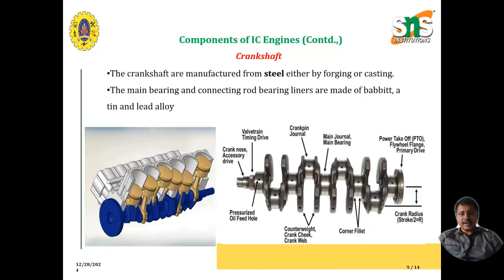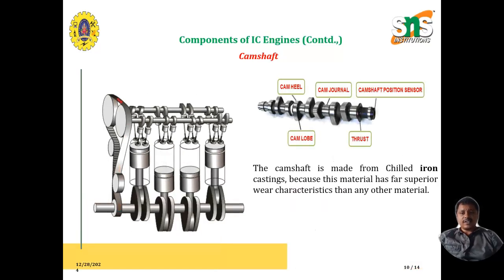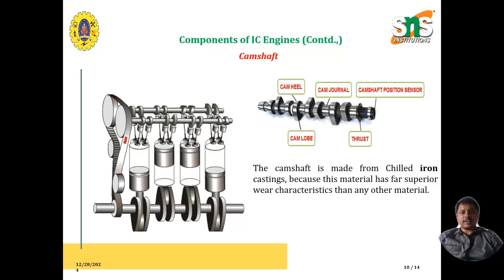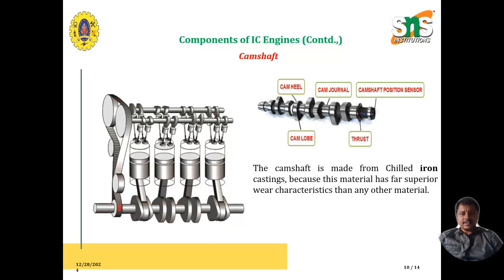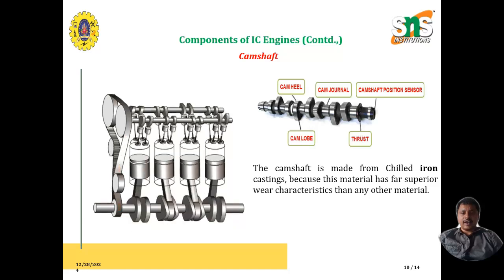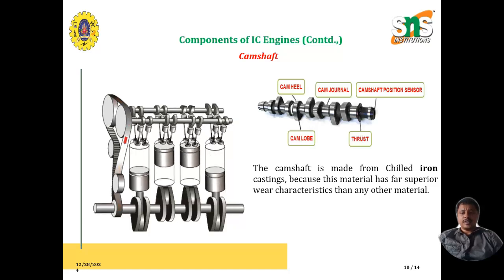You can see the crankshaft. The motion from the piston is transferred to the crankshaft by means of the connecting rod. The reciprocating motion is later converted into rotary motion. The camshaft is used to operate the valves at the top of the engine. So this is how the valves are opened and closed by means of this mechanism.